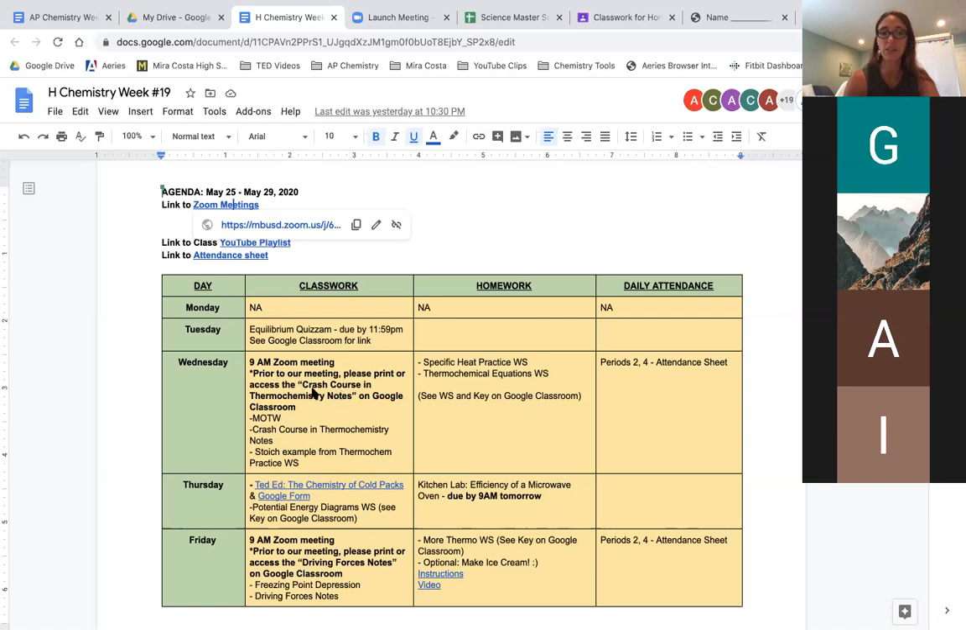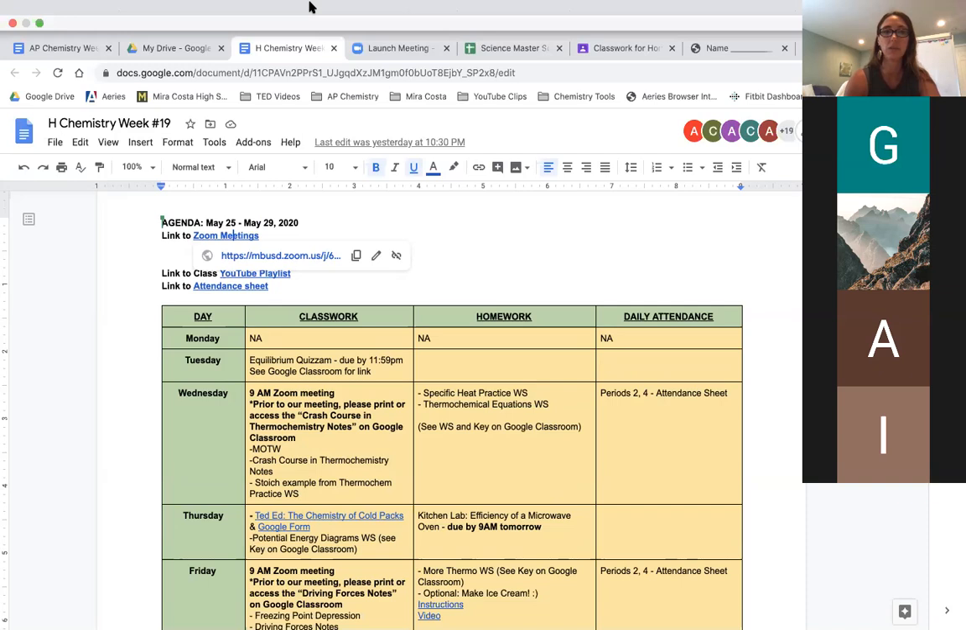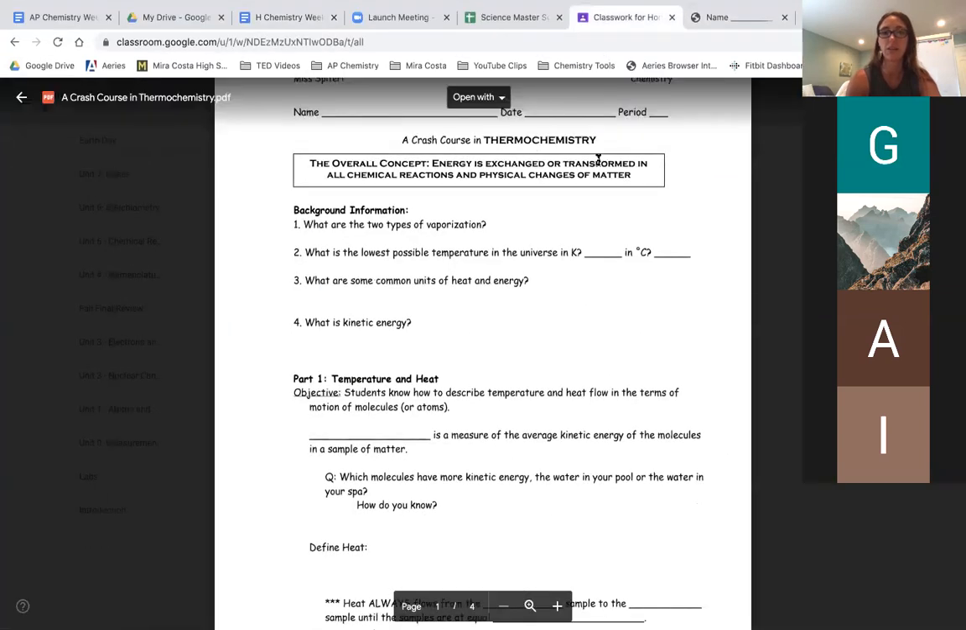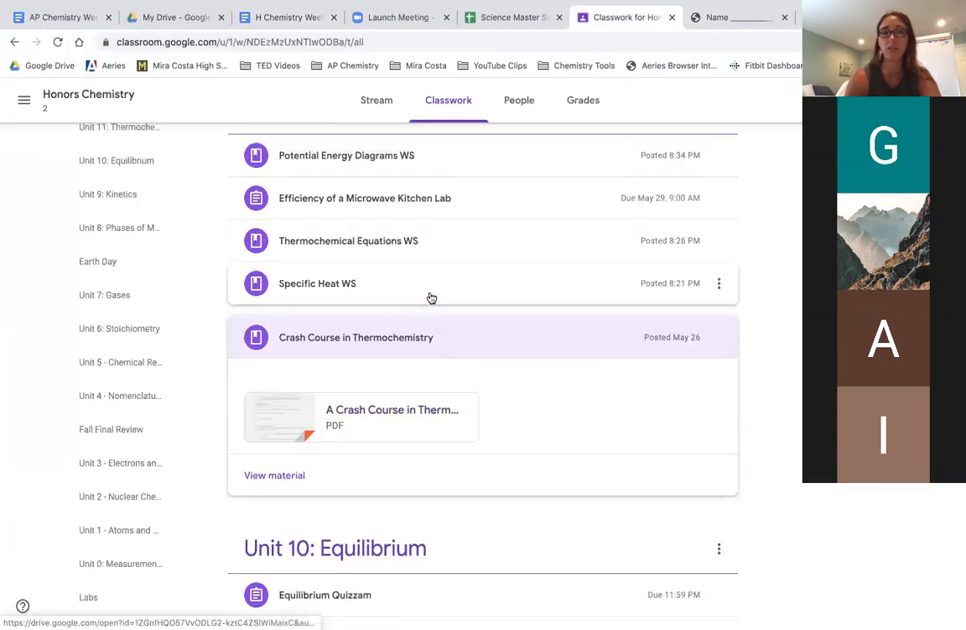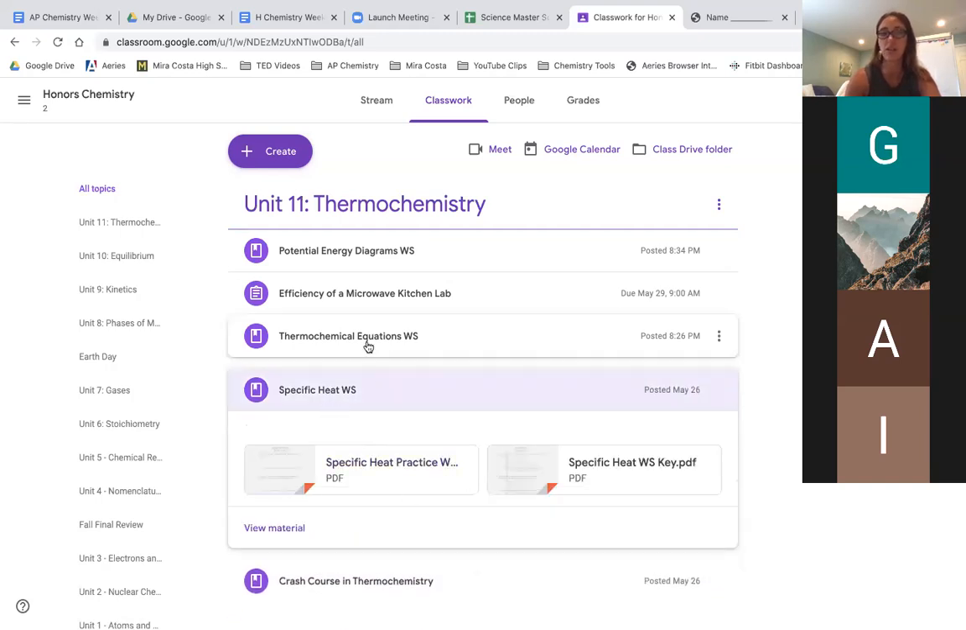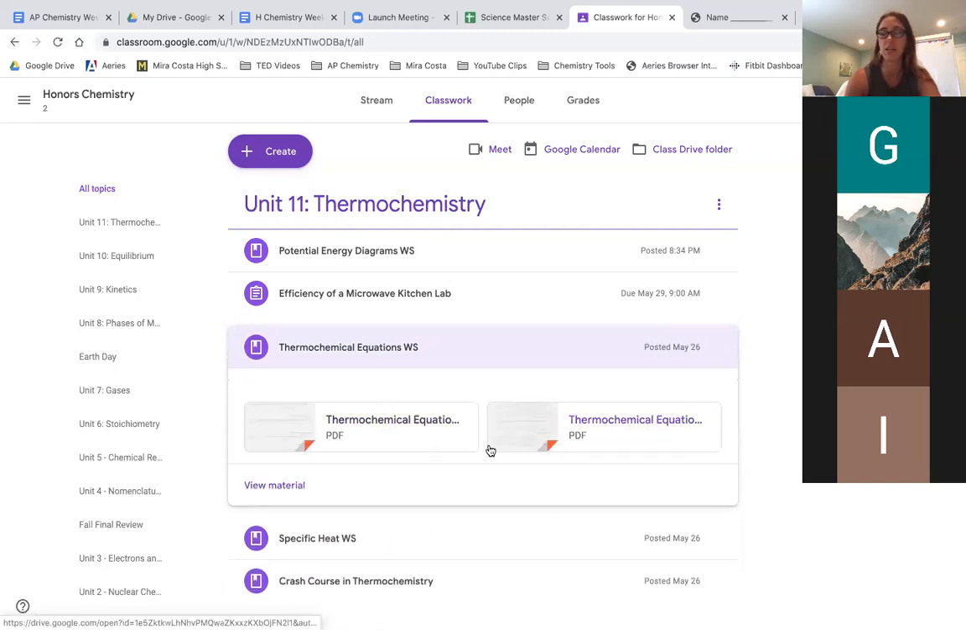Hopefully today you got a chance to print some thermochemistry notes. We're going to do some guided notes together today. If you go over to the Google Classroom, you'll see this uploaded. I created a new module or unit for us, and I put some things in there last night for the next couple of days. This crash course in thermochemistry is what we're doing today. And then tonight I have this specific heat worksheet and the answer key, and the thermochemical equations worksheet and answer key for you there.